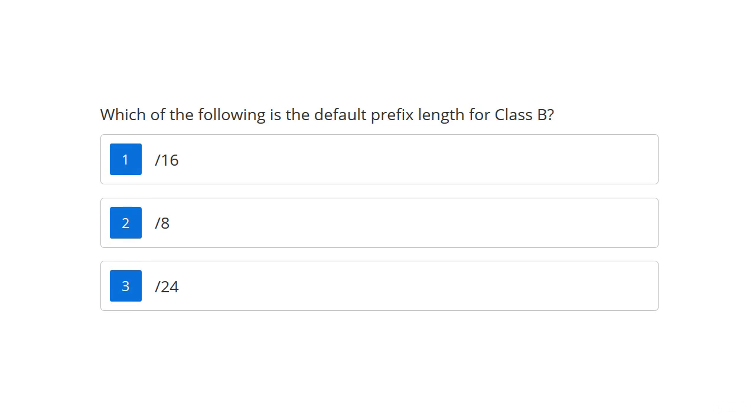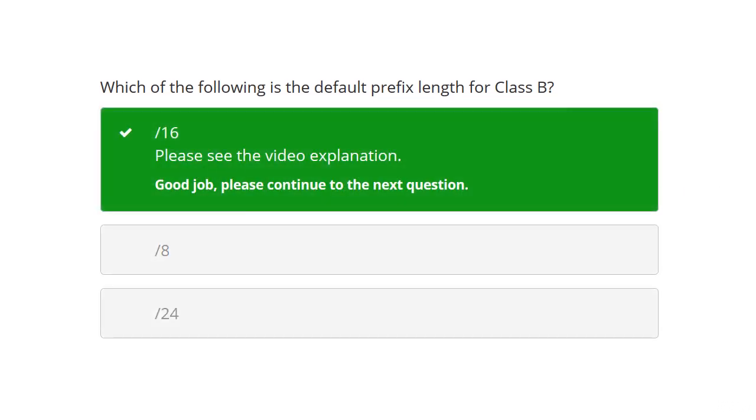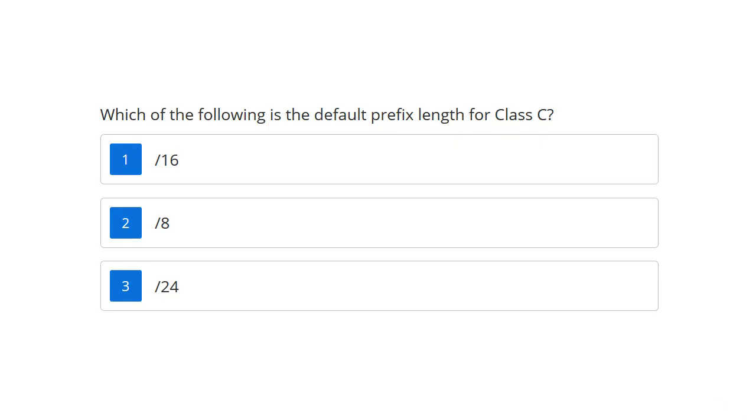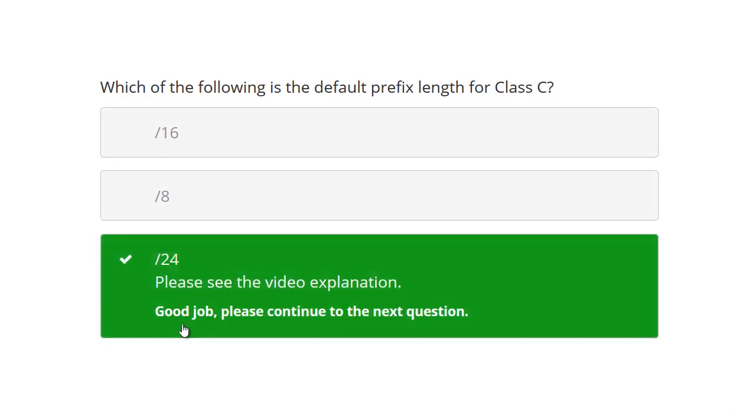Which of the following is the default prefix length for Class B? Well, Class B uses /16. The first two octets are network ID for Class B. Which of the following is the default prefix length for Class C? Well, with Class C, the default prefix is /24. The first three octets are network ID.